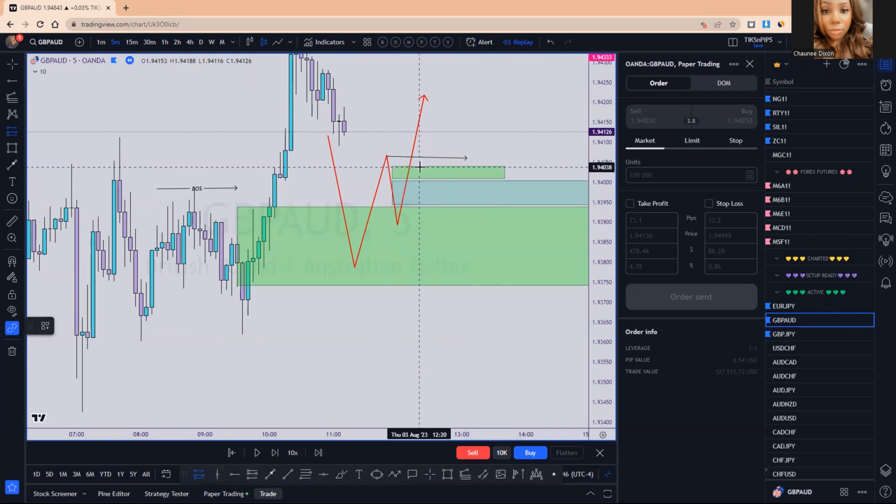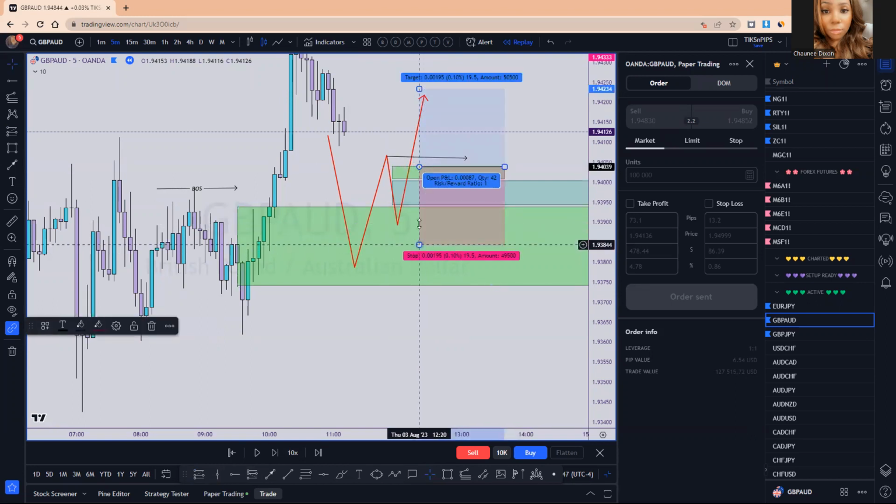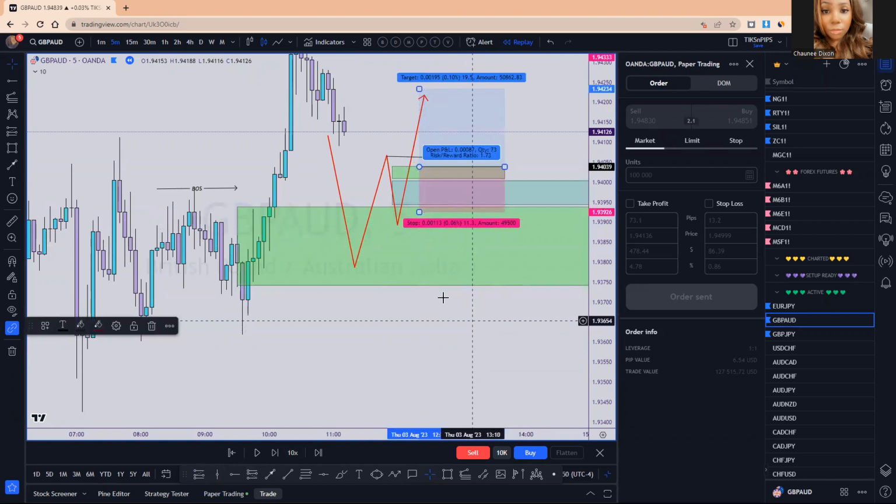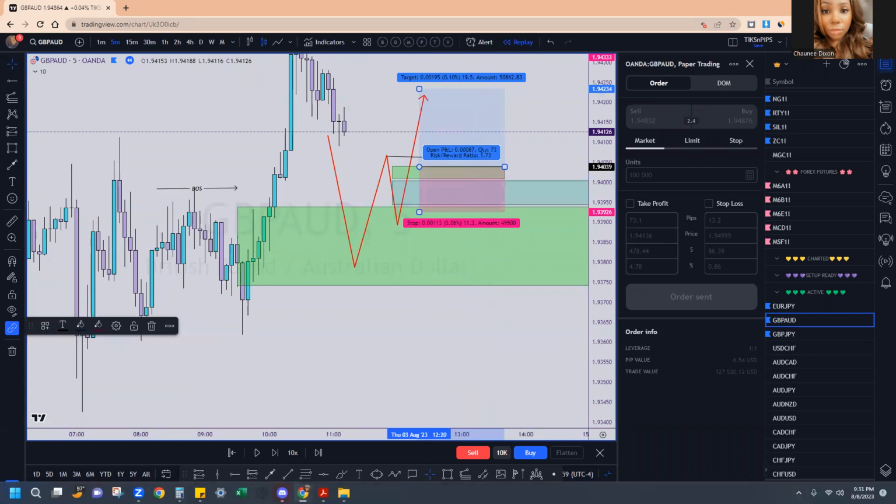Set that above the new fair value gap on the smaller time frame. And now my stop loss is 11 pips. So if it's too big, I scale down. I typically want my stop loss to be 20 pips or less. 10 pips is preferred, but 20 pips is good as well.